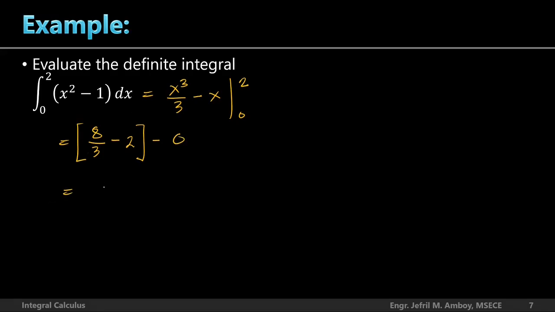Kapag ito ay ating sinimplify, ang common denominator ay 3. Kopyahin ko lang yung 8, tapos ito gawin kong 6. So, ang sagot, 8 minus 6 is 2. So, ang sagot, 2/3. Diba? Ganun lang kadali. Sobrang dali. Hindi mo kailangan ng calcu. Okay? Mental math is enough.